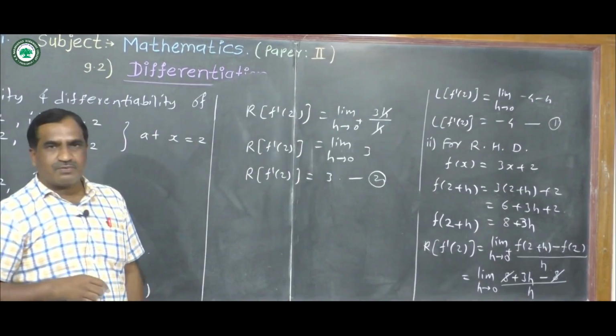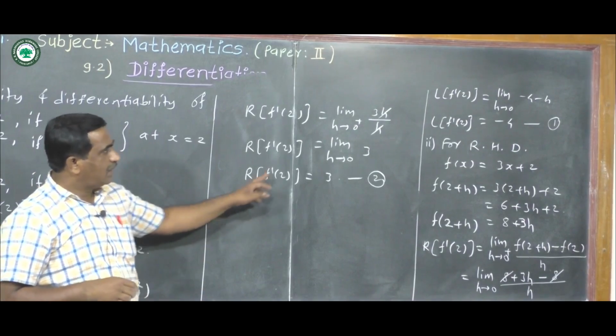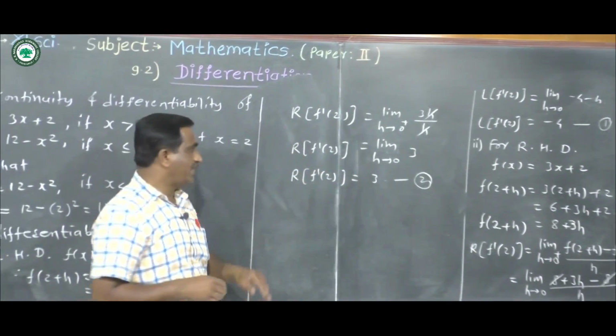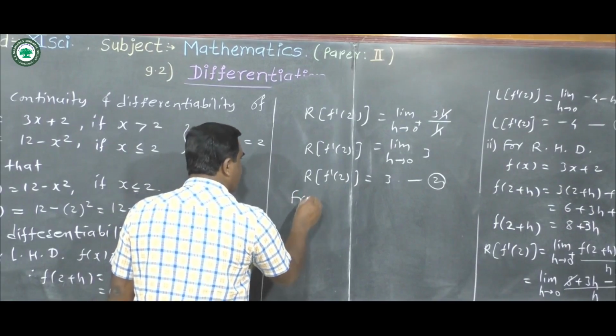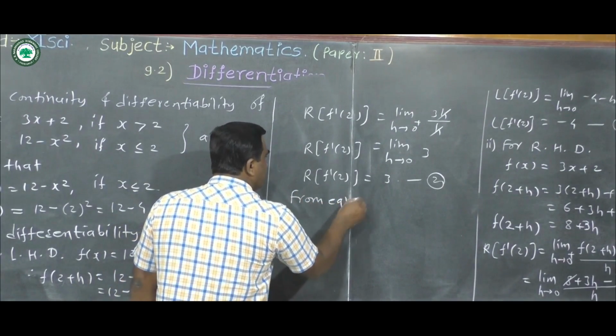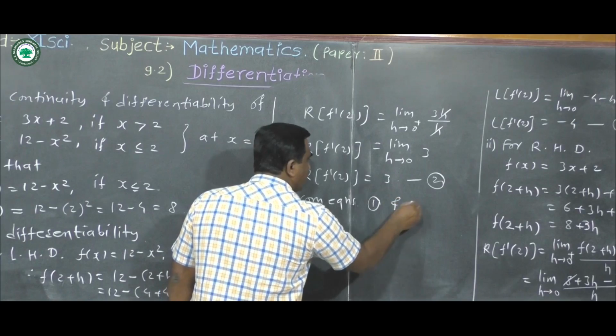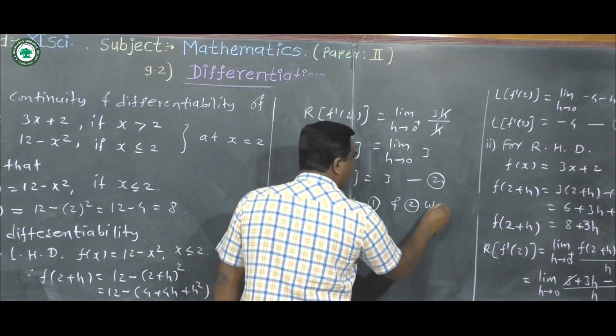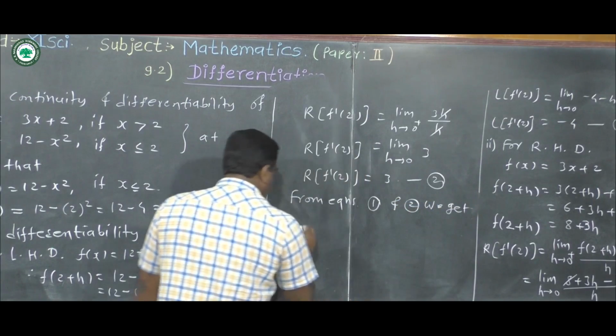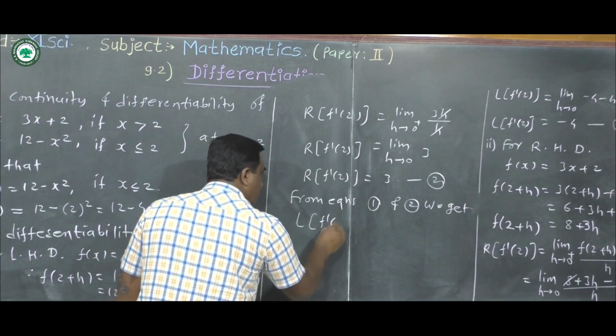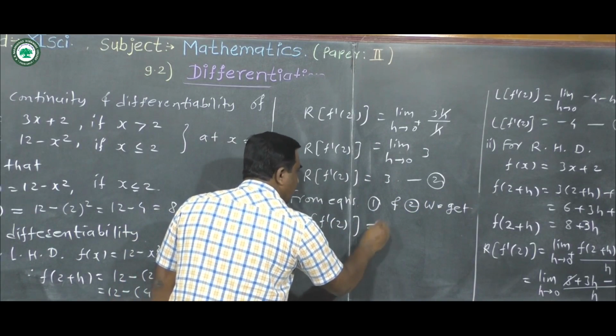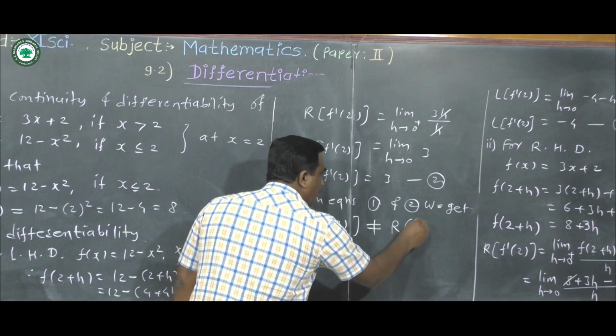Now from equations first and second, the left hand derivative is not equal to the right hand derivative. From equations first and second, we get L of f dash of 2 is not equal to R of f dash of 2.